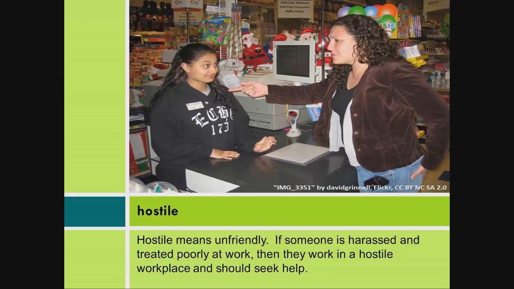Hostile. Hostile means unfriendly. If someone is harassed and treated poorly at work, then they work in a hostile workplace and should seek help.